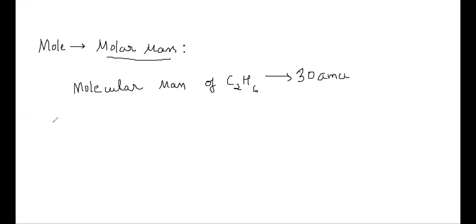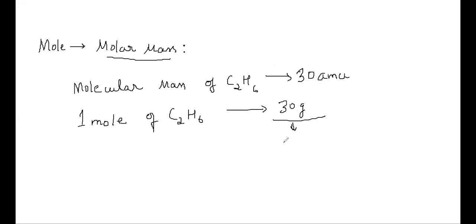Similarly, let me take it in grams. How much now? 30 grams. Yes. Okay. So this 30 gram is known as molar mass. And if I ask how many molecules of C2H6 are there in 30 gram? Yes. 6.022 into 10 to the power 23. Yes, absolutely. Okay. So now you have got a clear picture, I guess.